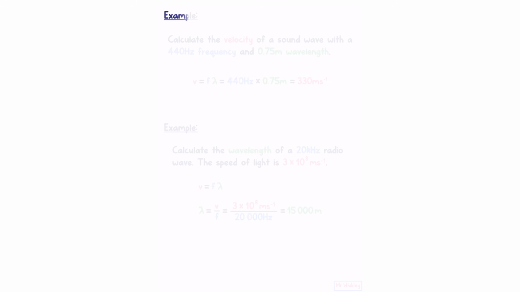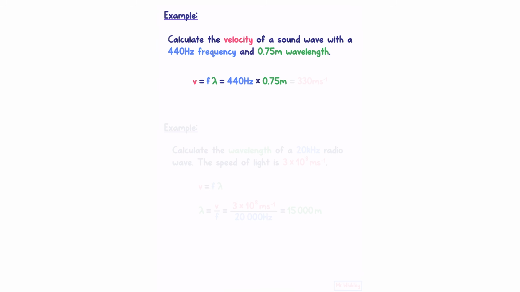Let's use this in an example. Calculate the velocity of a sound wave with a 440 Hz frequency and 0.75 meter wavelength. We know that velocity is frequency times wavelength. We know both, which gives us 330 meters per second.